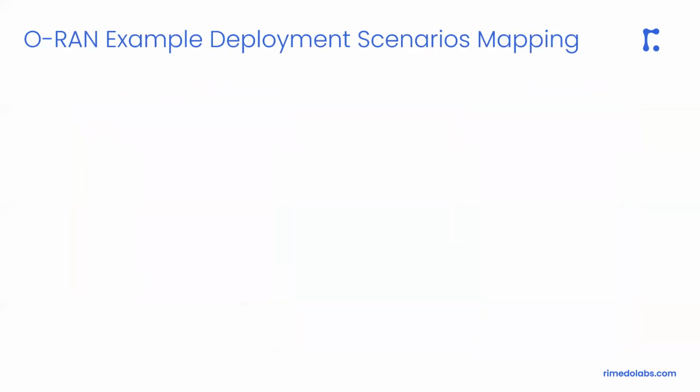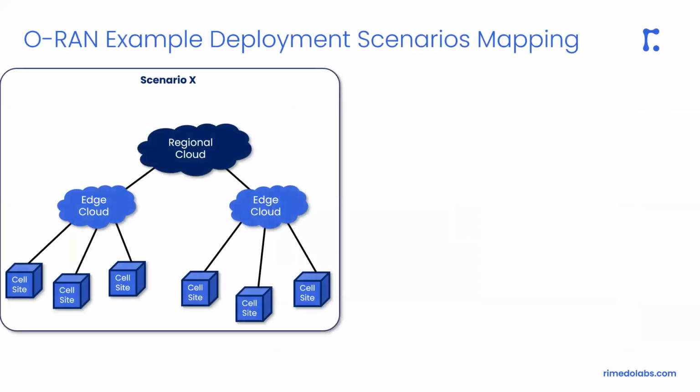Now, those could be then mapped into different scenarios in terms of deployment. So how we map them to the actual, let's say, points of presence. We might have an example, for example, scenario X, where we have multiple cell sites. They are organized and connected to an individual edge clouds locally, and then we have a more central regional clouds, and then we place those functionalities depending on what we want to achieve.